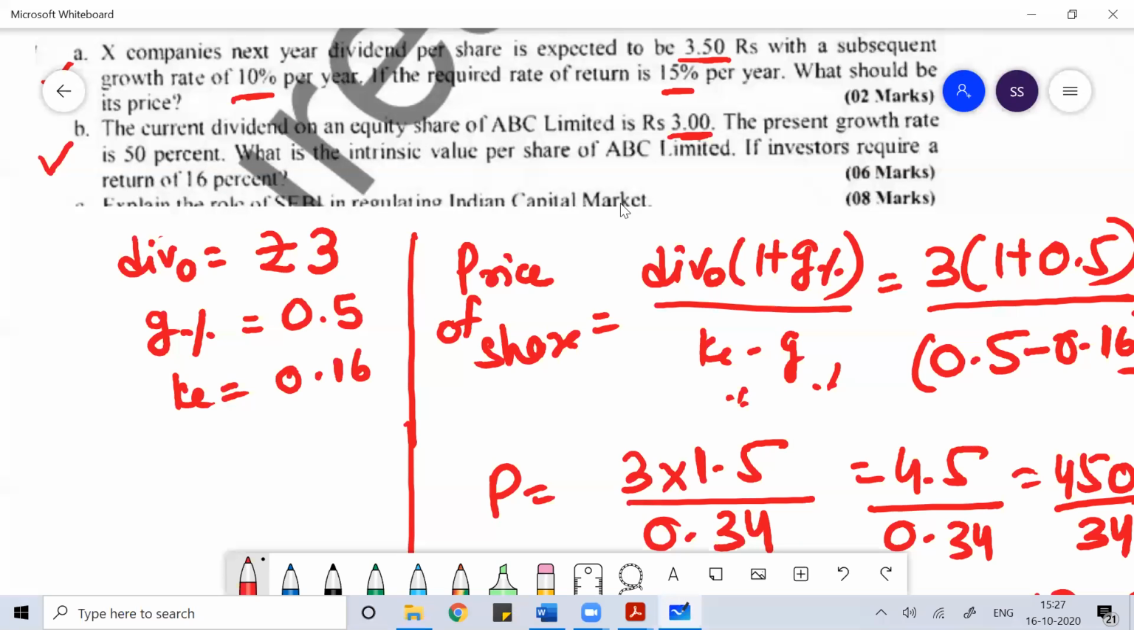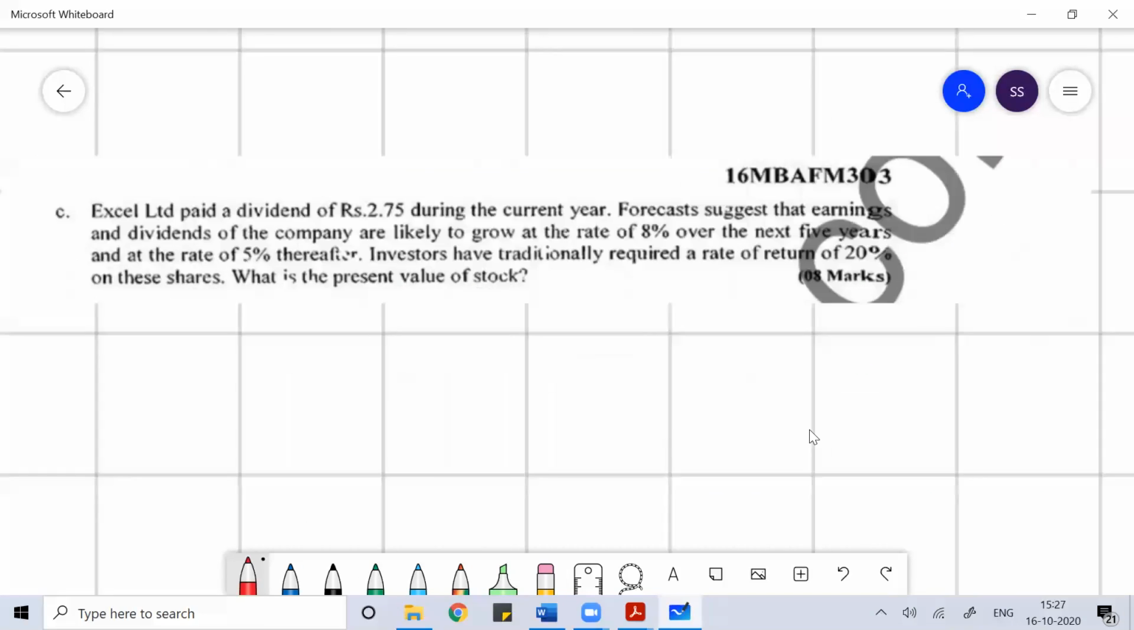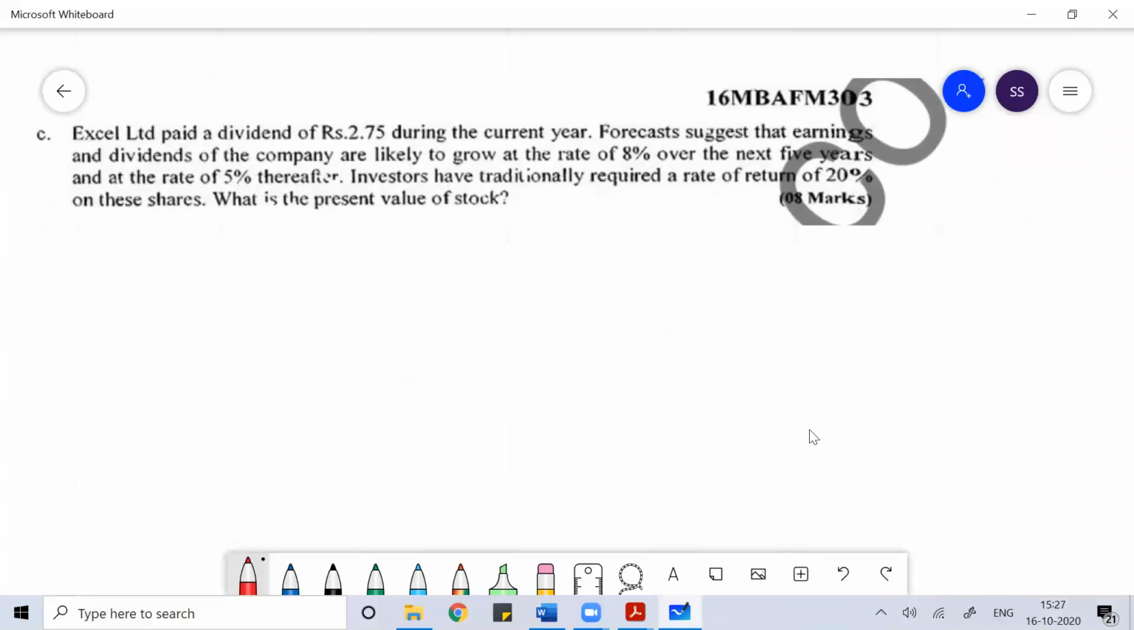Anyone, any doubt? Now let's see the next question. This question came for 8 marks. Excel Limited paid a dividend of 2.75 during the current year. Means the current dividend, DIV naught, is 2.75.